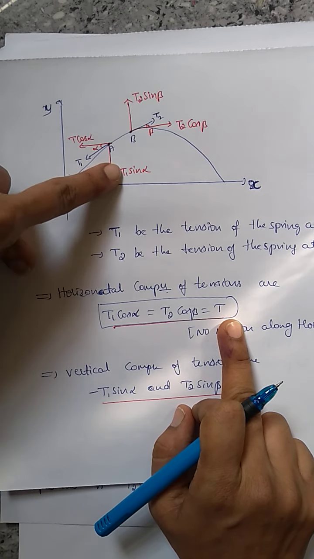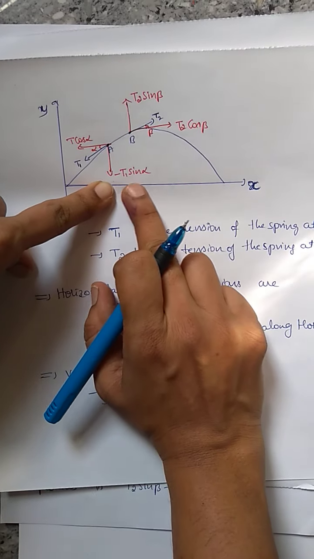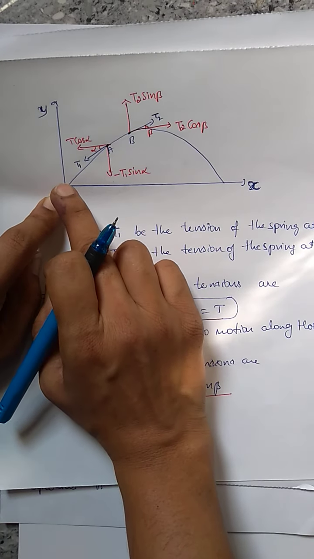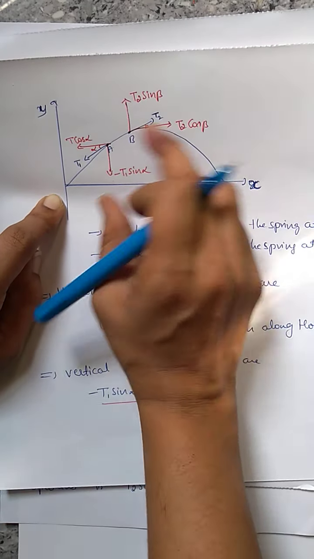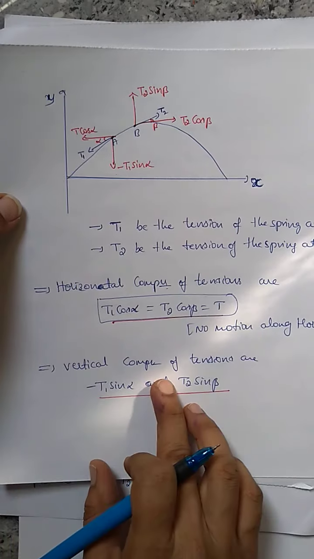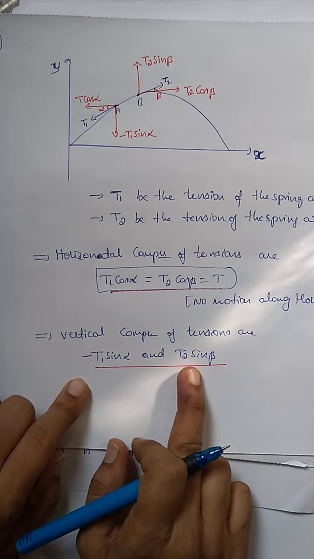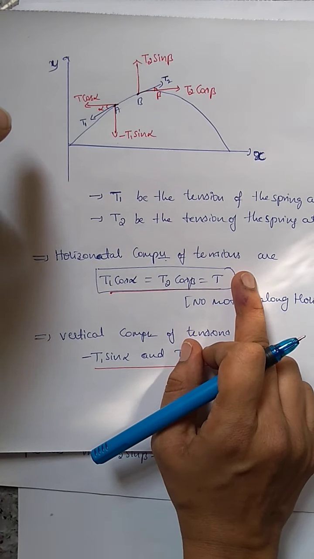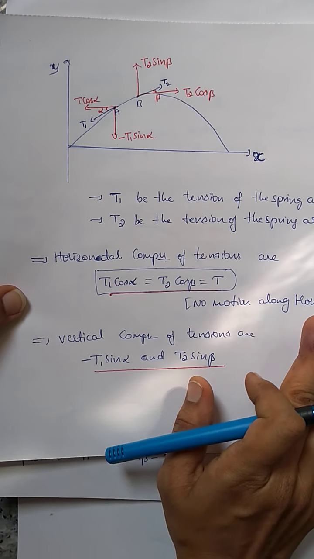Similarly, the vertical components of the tensions are T2 sin beta and minus T1 sin alpha. The string is moving vertically upward and downward; we can see the vertical movement here. Therefore, the vertical components of the tensions are minus T1 sin alpha and T2 sin beta. The horizontal components cancel each other; we can represent it by T, with no motion along the horizontal.